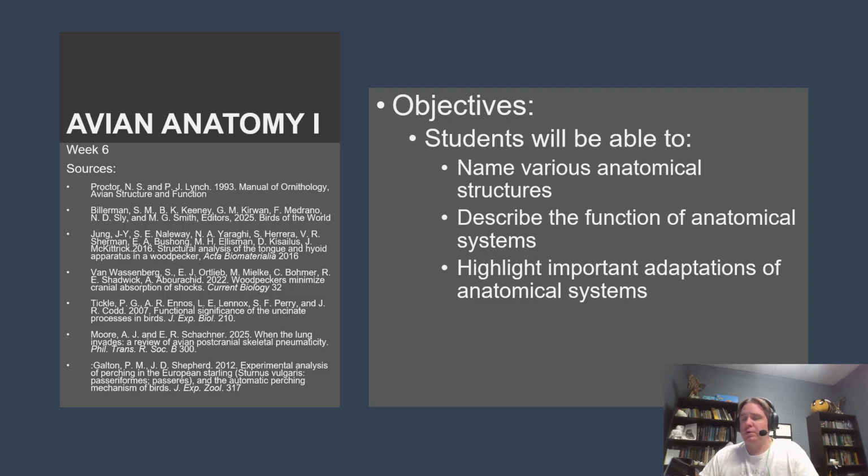Okay, so today we are going to talk about three different anatomical systems. We're going to talk about the skeleton in quite, I think, a bit of detail. We're going to talk about the muscular system in a fairly general way, just looking at a few different parts of the muscular system that I think are important to highlight. And then we're going to talk about the digestive system.